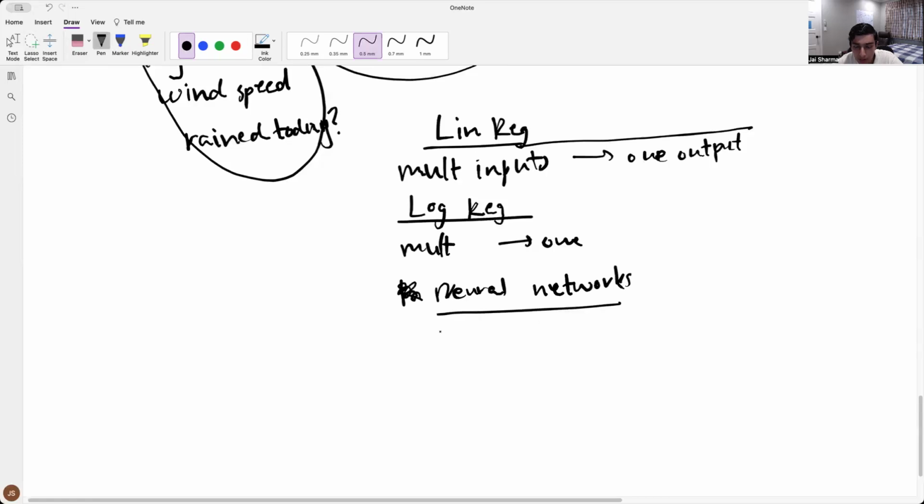you can actually have multiple inputs and multiple outputs. Okay, so that's the power of neural networks. And next time, what I'll tell you is a little bit about how you take multiple inputs and feed that into linear regression. And it's actually the same thing for logistic regression. And then we should be ready to go on to neural networks.